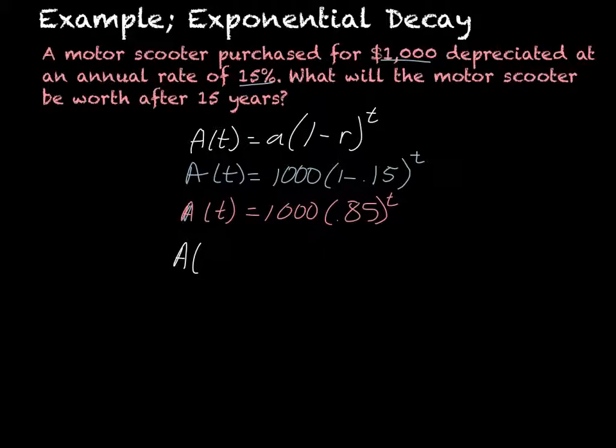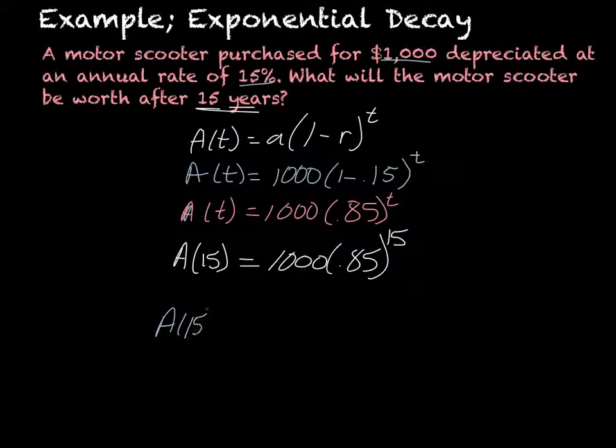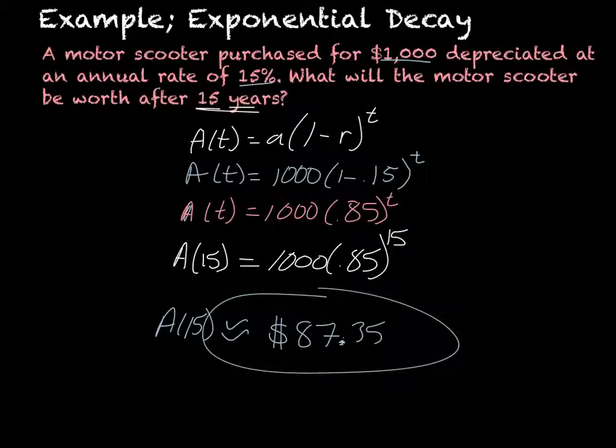So A(15) years is 1,000 times 0.85 to the 15th power. And then you solve that, type it into your calculator, and A(15) is approximately equal to $87.35. So it's not worth very much after 15 years. Final answer.